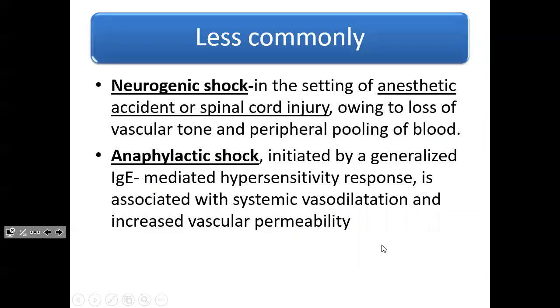Neurogenic shock happens in the setting of an anesthetic accident, okay, or spinal cord injury. So if that happens, the patient is going to lose the vascular tone, and there will be peripheral pooling of blood. The patient will collapse and they can die. Anaphylactic shock is usually an IgE-mediated hypersensitivity response. So I will give you an example.